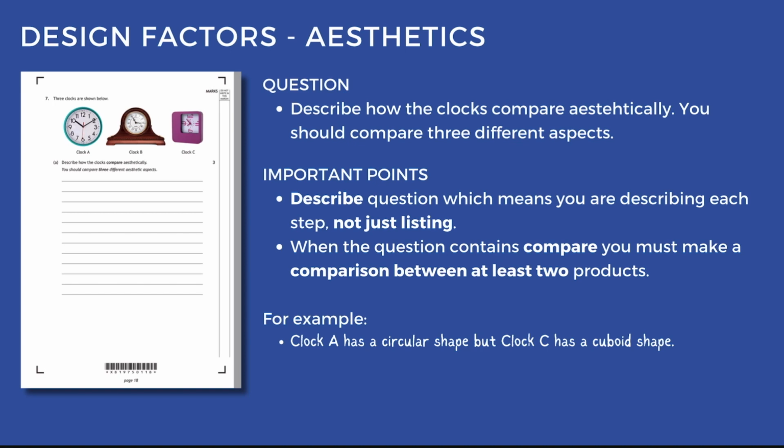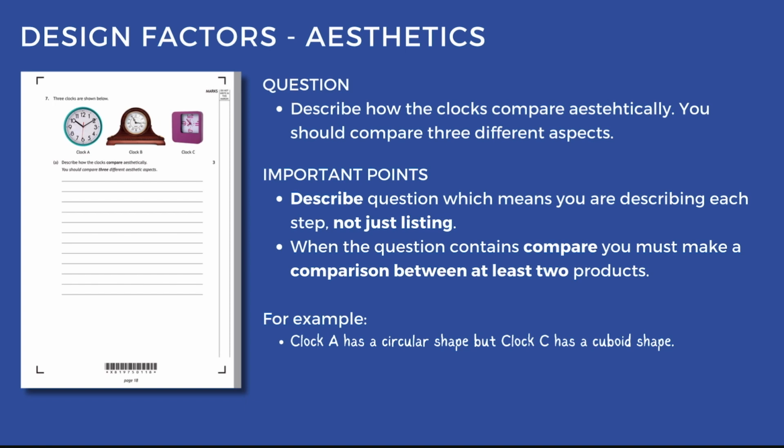So let's now look at a different section of the paper, this time on design factors and specifically aesthetics. The question asks you to describe how the clocks compare aesthetically. You should compare 3 different aspects. So again, it is a described question, so it means you're describing and not just listing. And when the question contains compare, you must make a comparison between at least 2 of the products. So for example, clock A has a circular shape, but clock C has a cuboid shape. Here you're referencing aesthetics because you're talking about shape, and you're mentioning 2 differences between clock A and clock C, which allows you to pick up a mark.